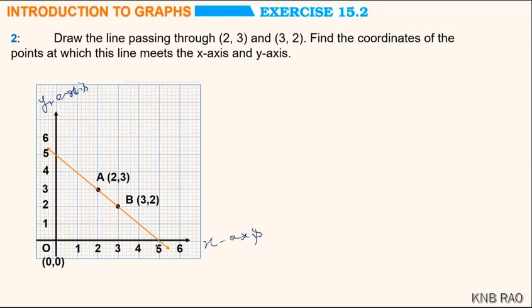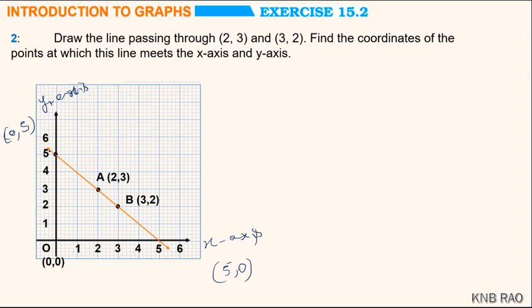here a point lying on x axis will have its y coordinate 0, and x coordinate I have to identify. It is cutting at 5, so it is 5, 0. Here any point lying on y axis will have its x coordinate 0, and this line is passing through the number 5 of the y axis. So 0, 5 will be this point.